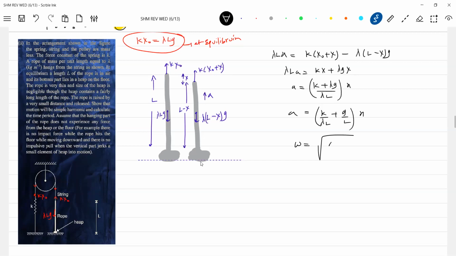Okay, you see this. Any objections? You're neglecting x now, sir, in the mass part. Yes, the rope is very thin and the size of the heap is negligible. We can neglect there also. Now, sir, in the right hand part, lambda (L minus x). The rope is raised by a very small distance and released. So almost the length of the rope, we take it to be lambda L. There's one approximation I did.